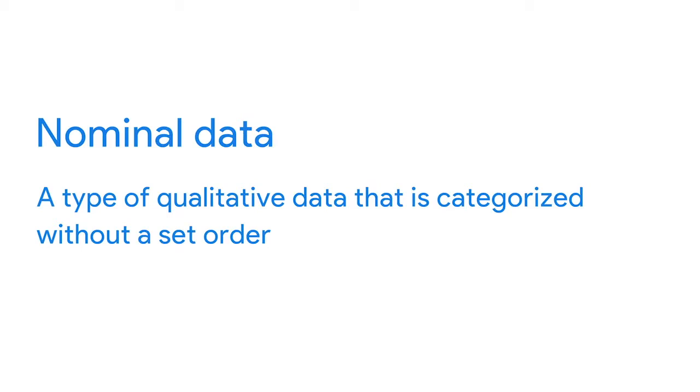Nominal data is a type of qualitative data that's categorized without a set order. In other words, this kind of data doesn't have a sequence. Here's a quick example. Let's say you're collecting data about movies. You ask people if they've watched a given movie. Their responses would be in the form of nominal data. They could respond yes, no, or not sure. These choices don't have a particular order.